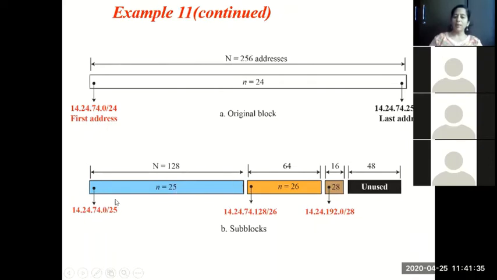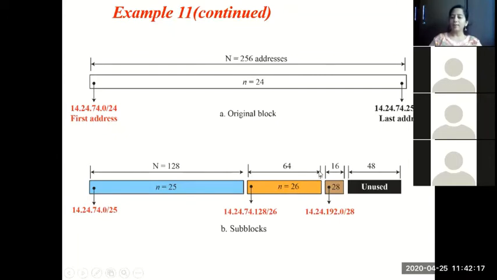The first subblock gets 128 addresses, starting with 74.0/25 to 127/25. That's the last address. The second subblock gets 64 addresses, or it needs 64, so it gets 64 addresses. The first address of this subblock is 74.128, immediately the address next to this. And if you had a calculator, you would have verified that the divisibility property will surely be satisfied. And the prefix length here is 26 bits.